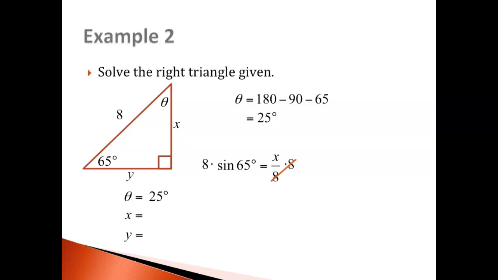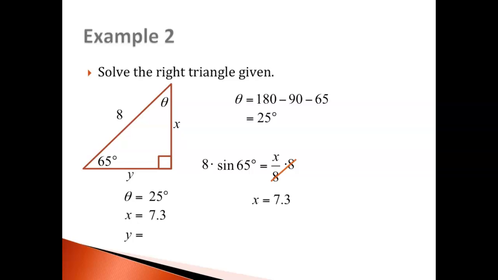Now if you want to, you can put that entire thing into the calculator, 8 times sine of 65, and then round that to 1 decimal place. What I was referring to earlier when I was saying that you need to make sure that you have 4 decimal places is if you were going to put in sine of 65, get a number, and then multiply that by 8, you want to make sure you have at least 4 decimal places there.